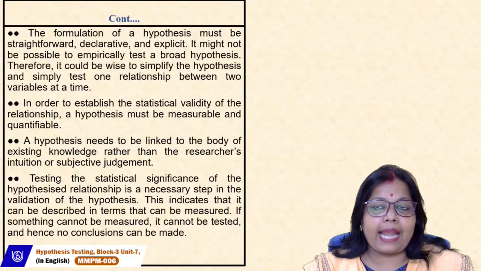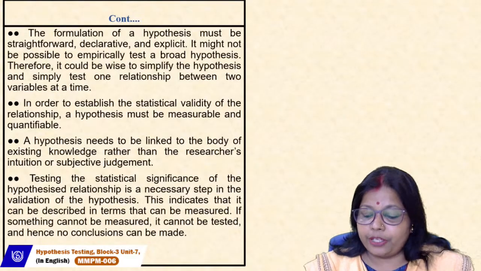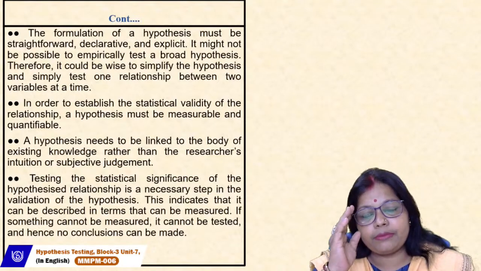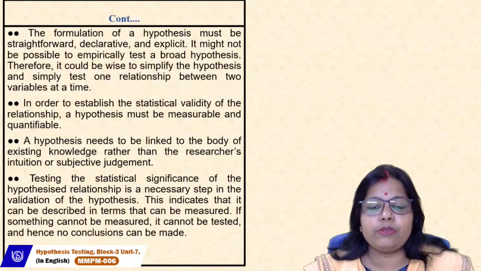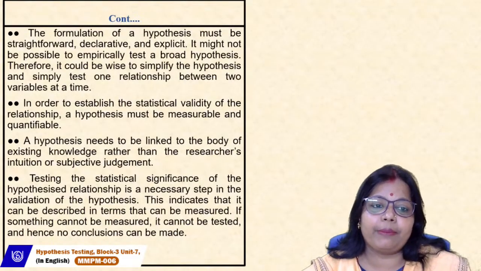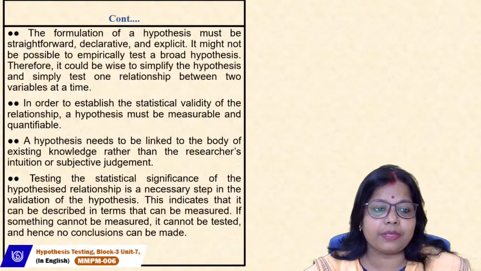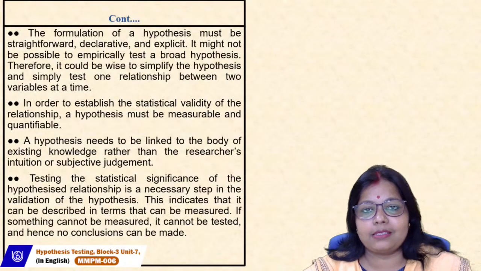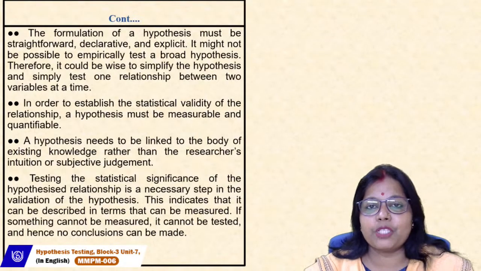And the second characteristic is, in order to establish the statistical validity of the relationship, a hypothesis must be measurable and quantifiable. If we are framing the hypothesis and we are interested in any statistical use, then that must be quantifiable. The hypothesis must be quantifiable and measurable, and a hypothesis needs to be linked to the body of existing knowledge rather than the researcher's intuition or subjective judgment. So it should be free from the researcher's intuition or subjective judgment.